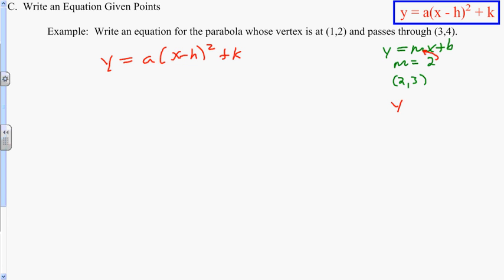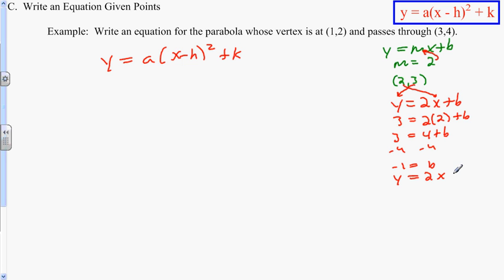Okay, so we get y equals 2x plus b. Then we plug our y in for y and our x in for x. And that would give us 3 equals 2 times 2 plus b. We get 3 equals 4 plus b. And then we subtract 4 from both sides, and we have b equal to -1. Thus giving us the equation in slope-intercept form of this.